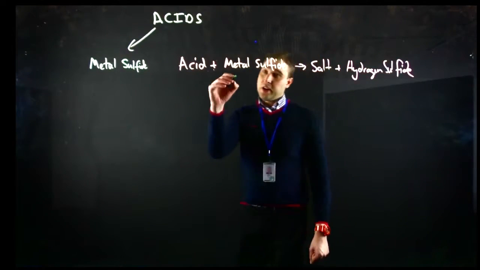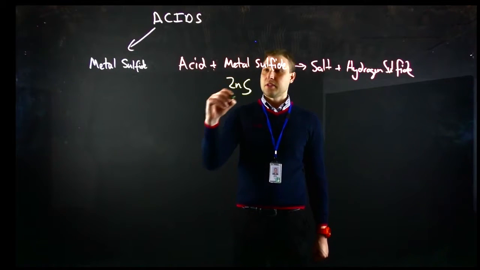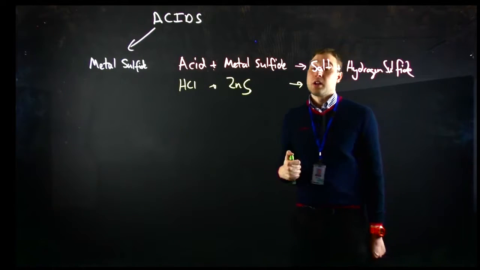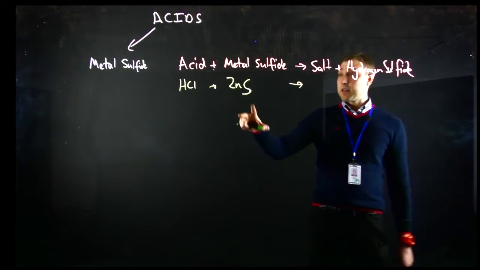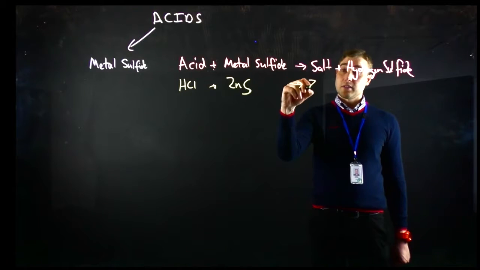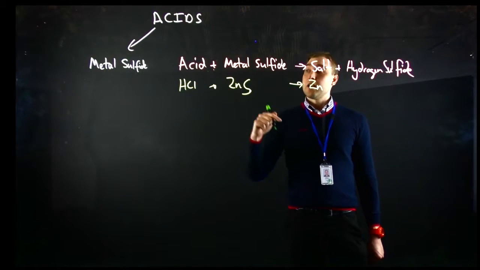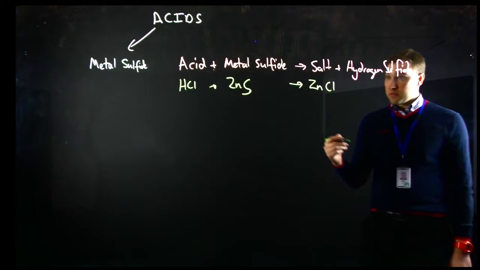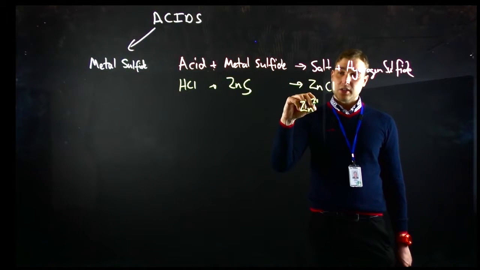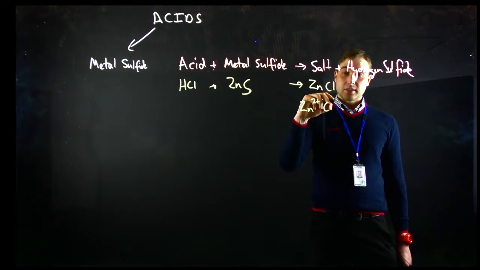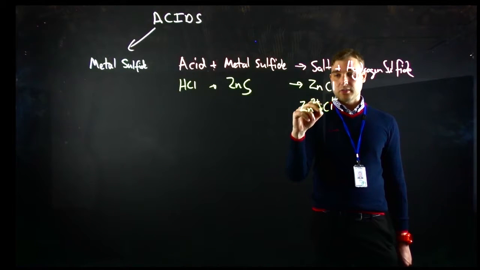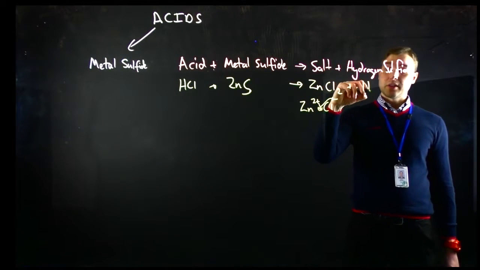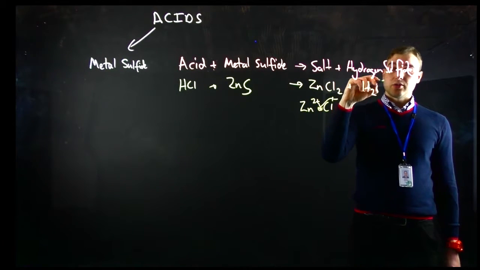So first we're going to react zinc sulfide, ZnS, with hydrochloric acid. Now, the salt that we're going to produce, the positive part of the base, in this case it's the zinc sulfide, so it's going to be zinc. The negative part of the acid, so that's going to be the chloride, so zinc chloride. Problem with that, so zinc has a charge of 2+, chloride has a charge of 1-, so crissy-crossy, ZnCl2, plus hydrogen sulfide, H2S.